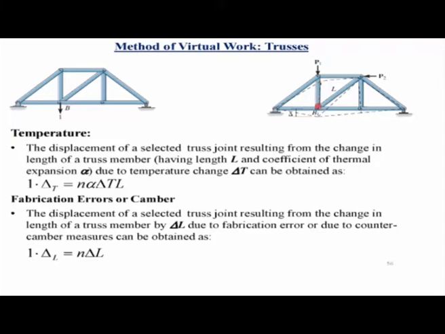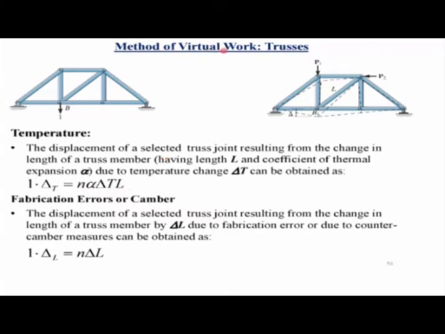So if you remember the formula for calculating the deformation or the change in length of a member subjected to a temperature change delta T, it is given by alpha times delta T times L, where alpha is the coefficient of thermal expansion, delta T is the change in temperature, and L is the length of that member. So that is the change or deformation of the member due to the thermal change.